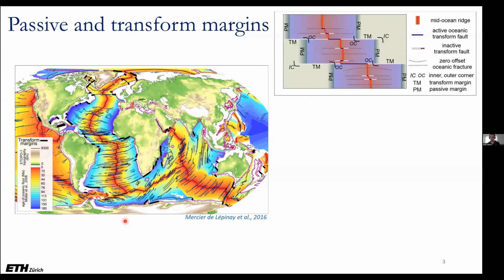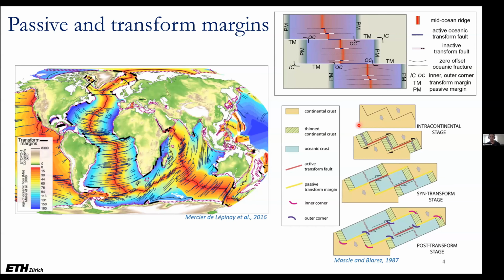On this very simplified Mickey Mouse sketch, I tried to illustrate the main features and geometrical relations between the oceanic basins, the continents, and the intersections between transform faults and the continents. And this can be classified into the outer and inner corners that are characterized by distinct features that can be addressed by means of numerical forward modeling.